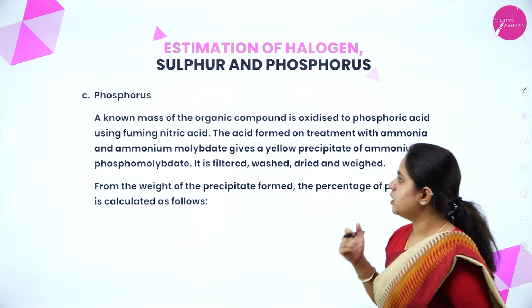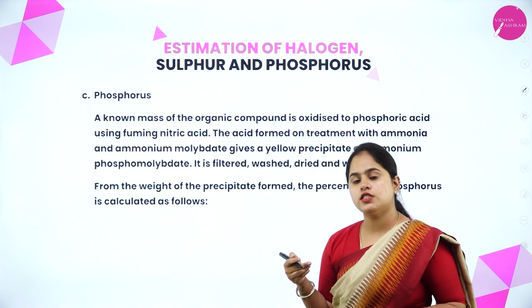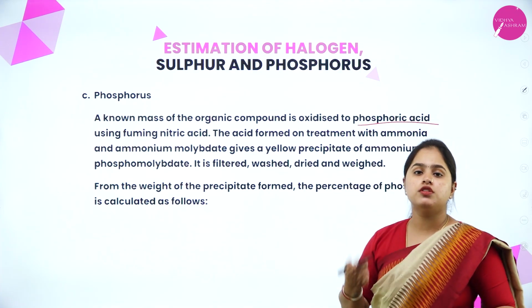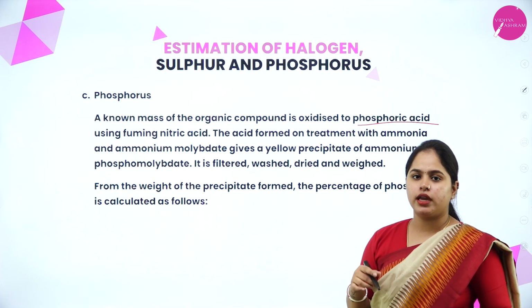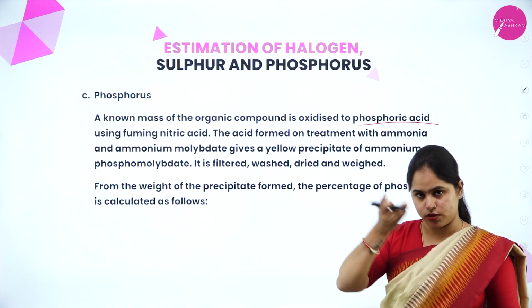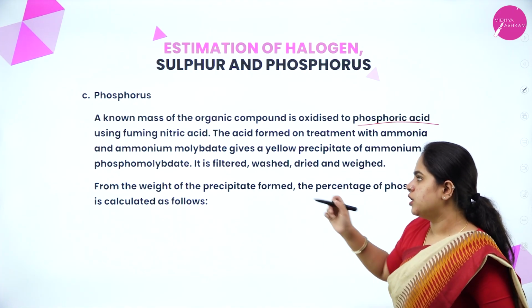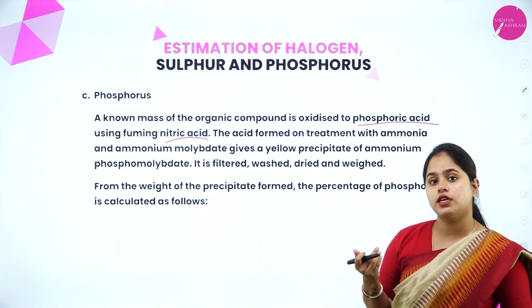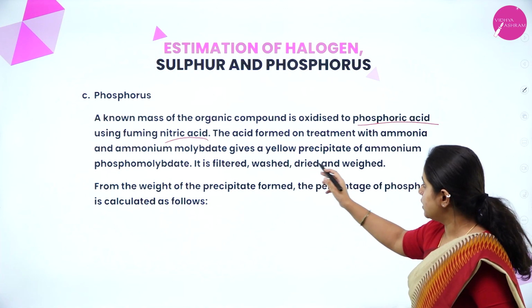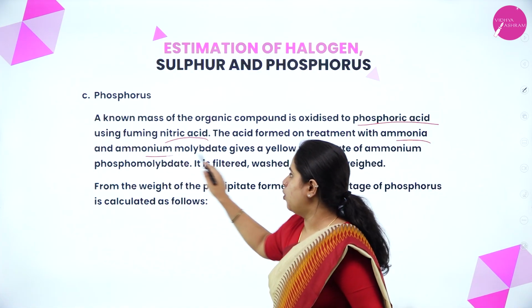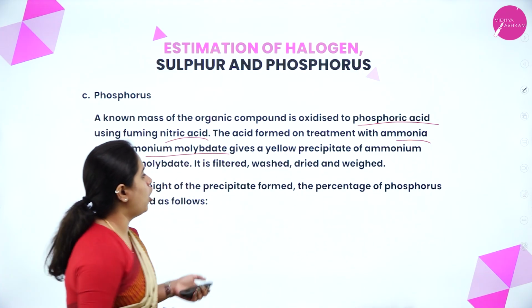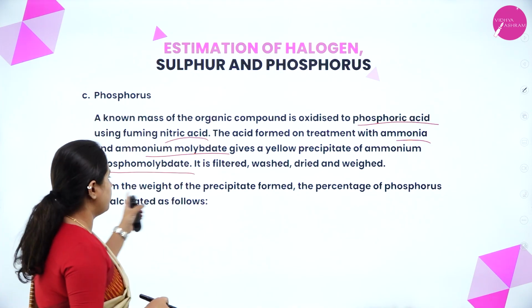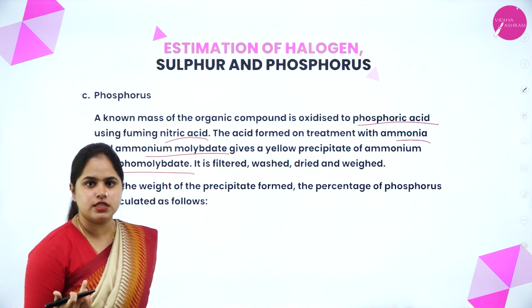Now moving on to the next one, that is phosphorus. Phosphorus is also estimated using the Carius method. A known mass of the organic compound is oxidized to phosphoric acid. The phosphorus is oxidized to phosphoric acid using fuming nitric acid. The acid formed on treatment with ammonia and ammonium molybdate gives a yellow precipitate of ammonium phosphomolybdate. It is filtered, washed, dried and weighed, and from the weight of the precipitate formed we will be able to calculate the percentage of phosphorus.